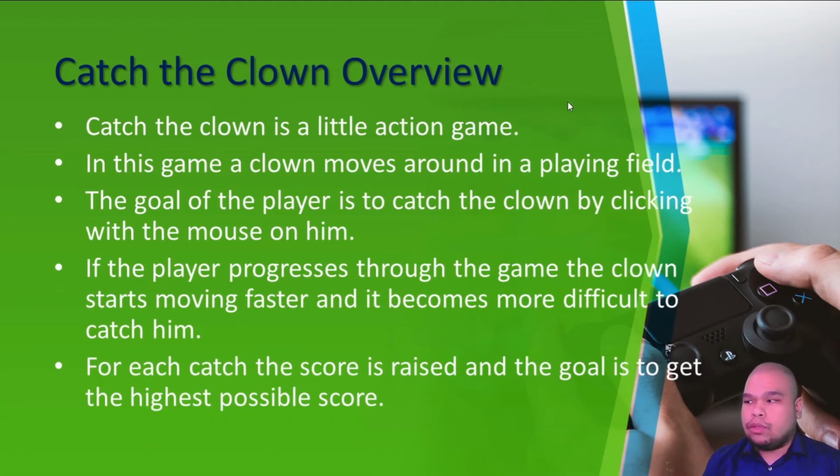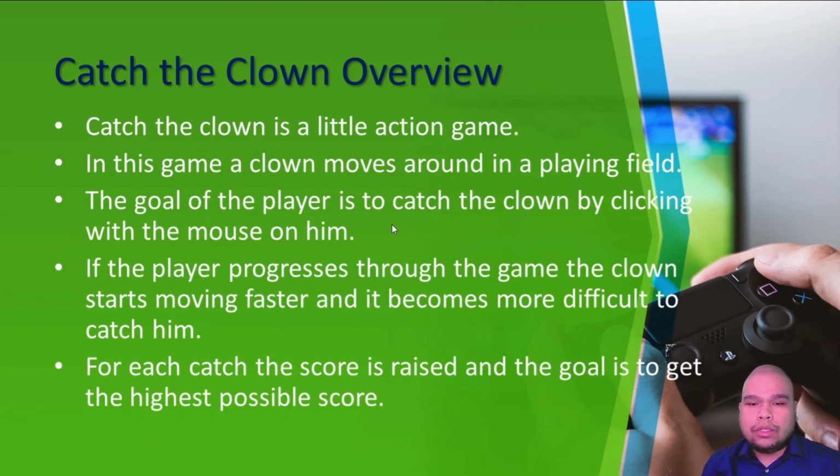Now we'll be proceeding to the game that we'll be creating. After demonstrating all the basic components that you'll need for creating a simple game, I'll be showing you a simple game and how to create it. But before we proceed with the creation of that game, let's check the overview of the game that I'll be doing as an example. The name of the game is Catch the Clown. Catch the Clown is a little action game. In this game, a clown moves around in a playing field.